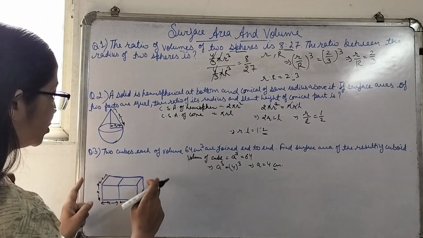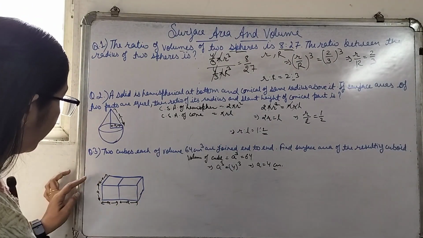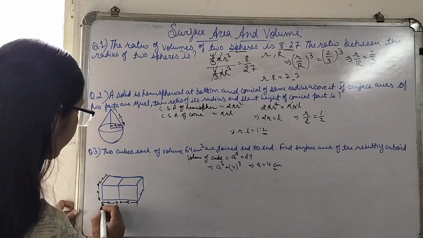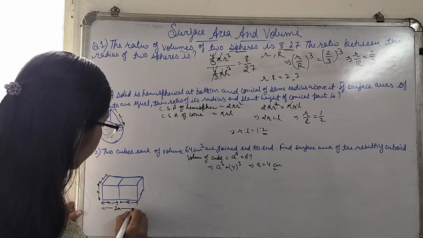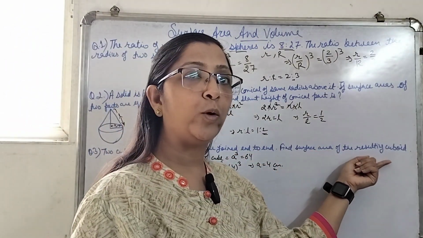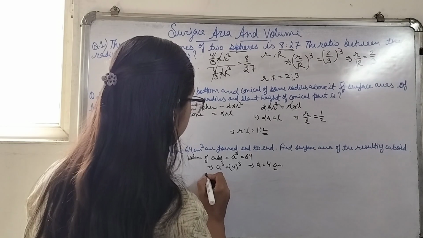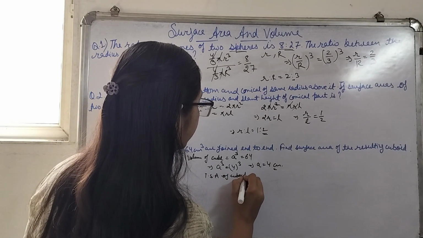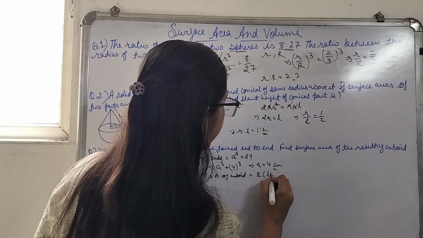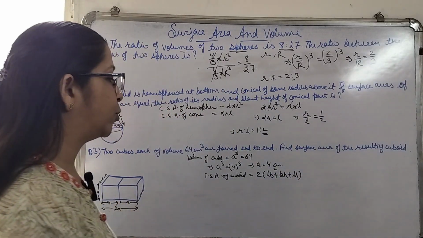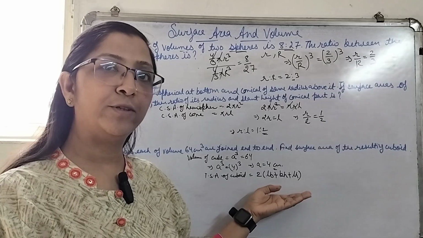Now see, if we are going to see this cuboid, for this cuboid height is a only, width is even a only, but length has changed to 2a. Length is now 2a. And we have to find the surface area of the cuboid. We know that the total surface area of a cuboid is given by 2 into (LB plus BH plus LH). This is the formula for finding the total surface area of the cuboid.